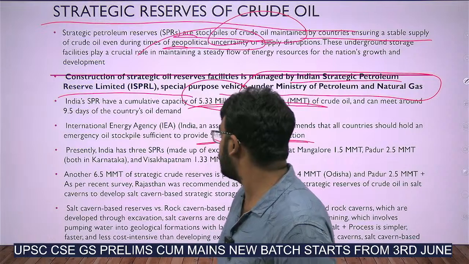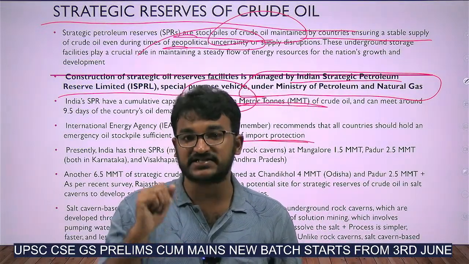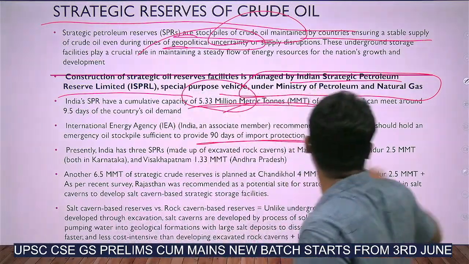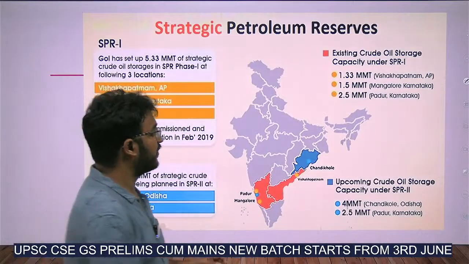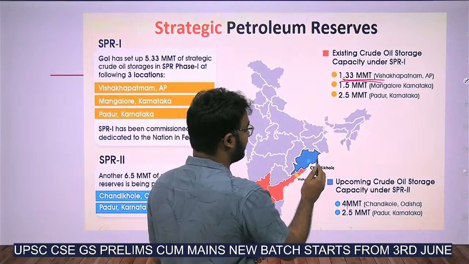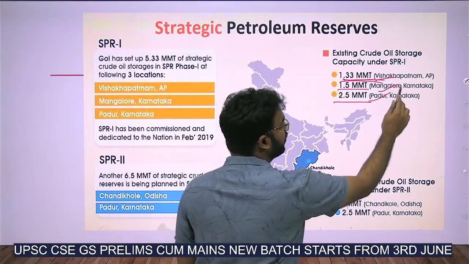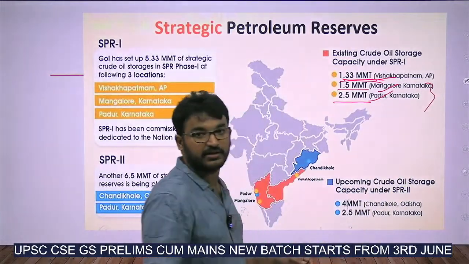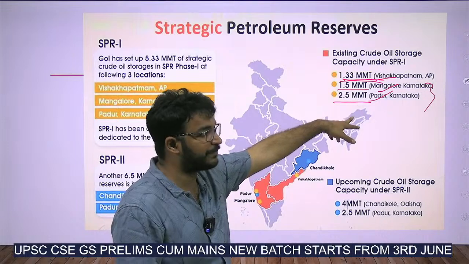Okay, now where are the strategic petroleum reserves in India? This can be asked as a question because this is highly in use. See, presently India has 1.3 million metric tons in Visakhapatnam, 1.5 million metric tons in Mangalore, 2.5 in Padur, both these places in Karnataka. Okay, presently 3 facilities are available in Visakhapatnam, Mangalore and Padur.